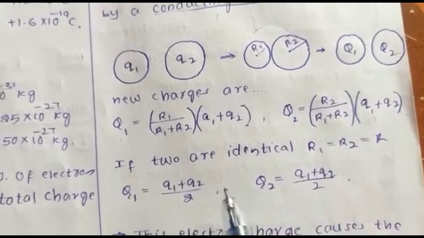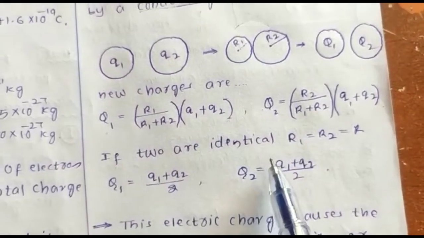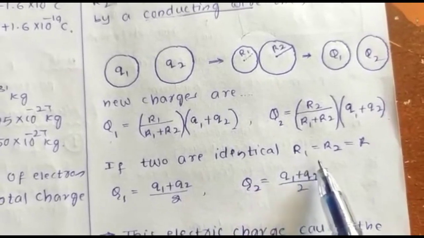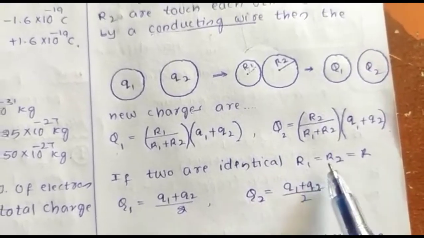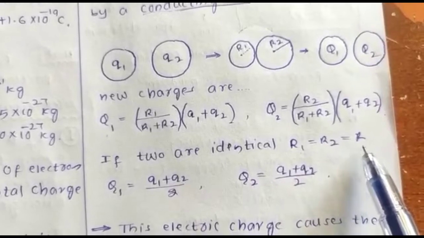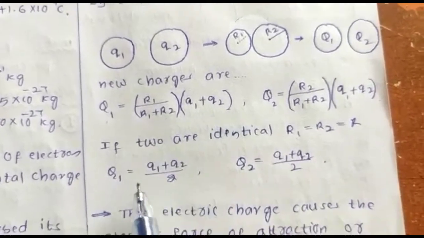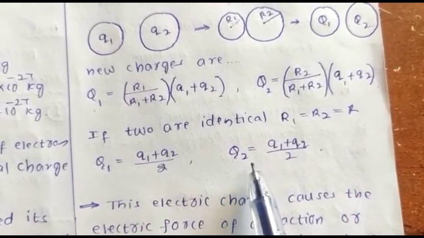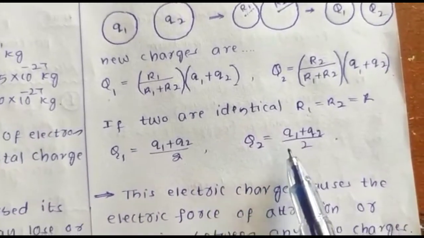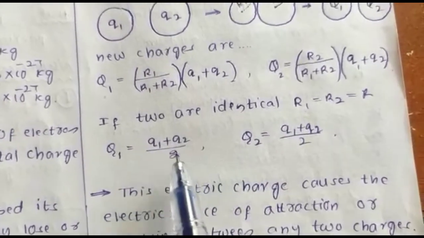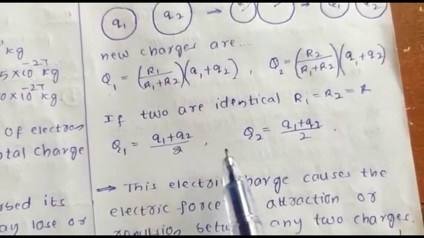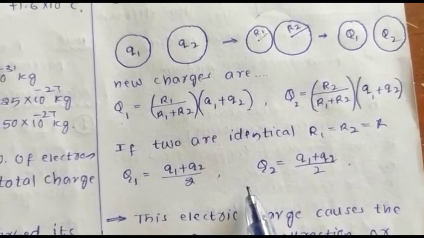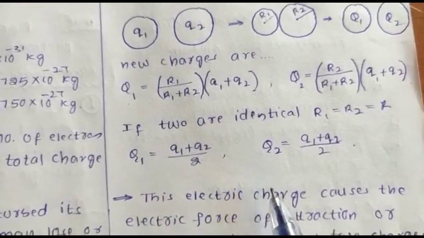Now, if the two are identical spheres, what does that mean? The radius of each sphere must be equal, therefore R1 is equal to R2, say R. If you substitute here, you get the charge on the first sphere Q1 equal to Q1 plus Q2 by 2, and the charge on the second sphere Q2 is also equal to Q1 plus Q2 by 2. From these two values we can understand that both share the charge equally after connecting through a conducting wire or through physical contact.